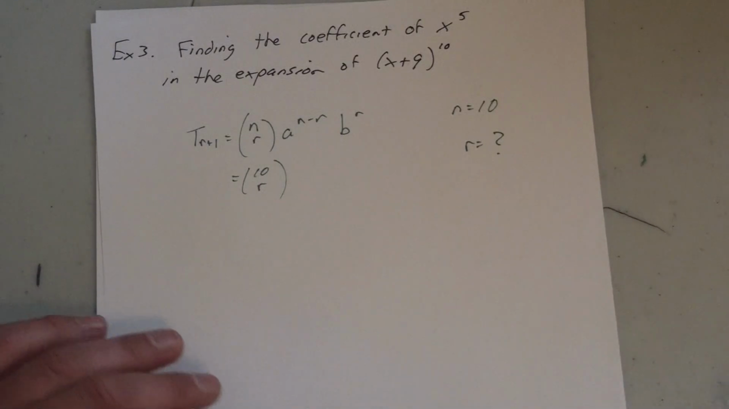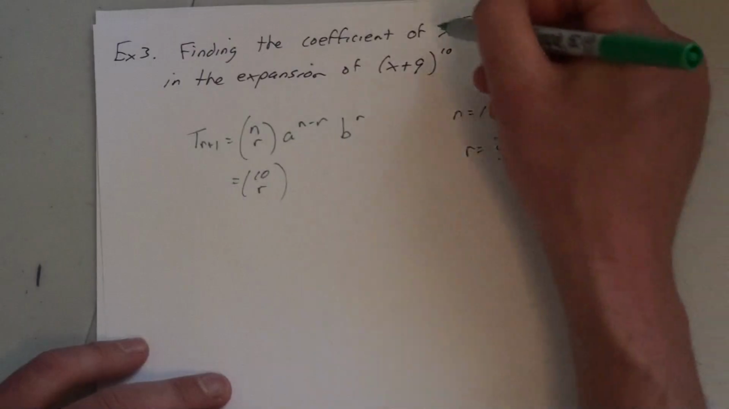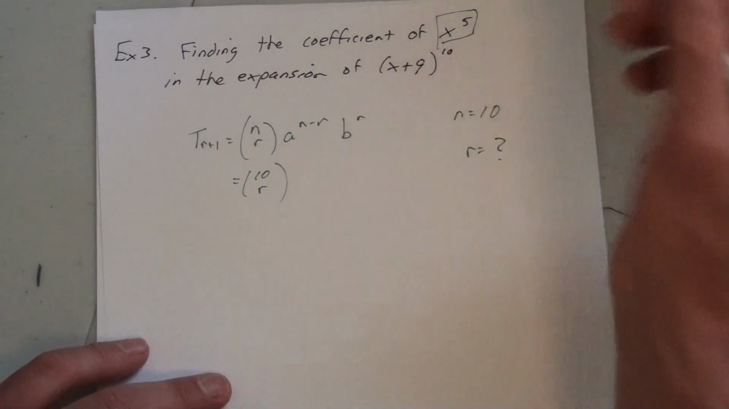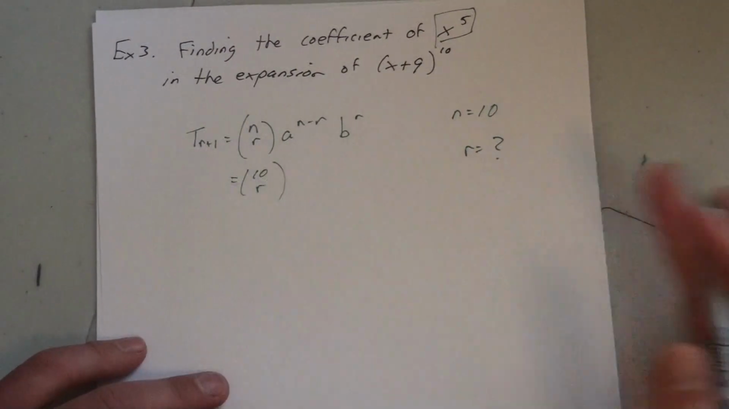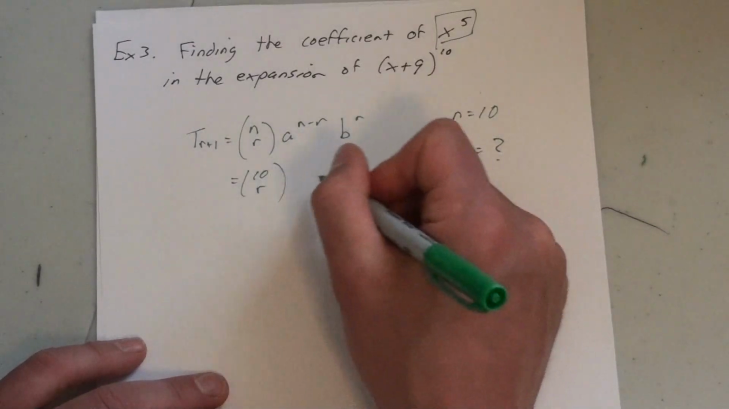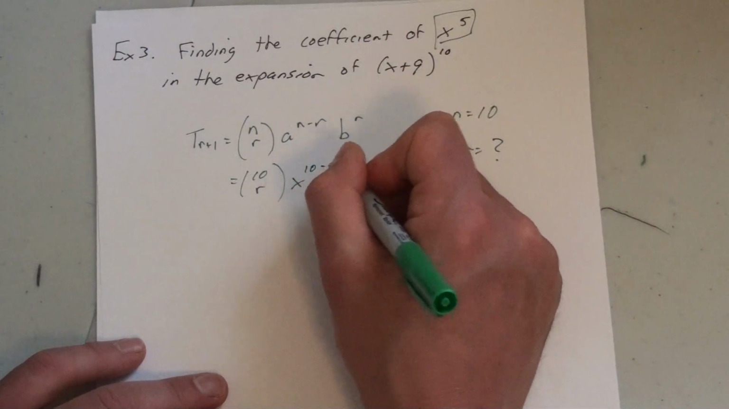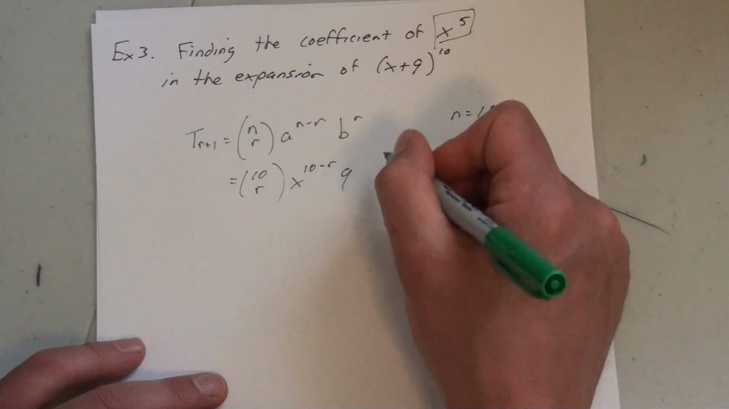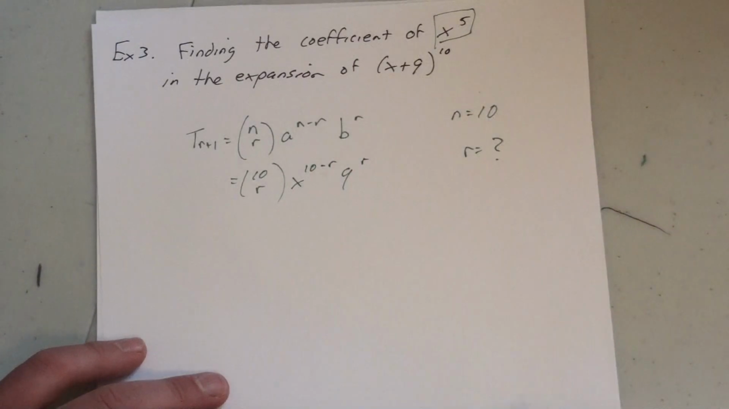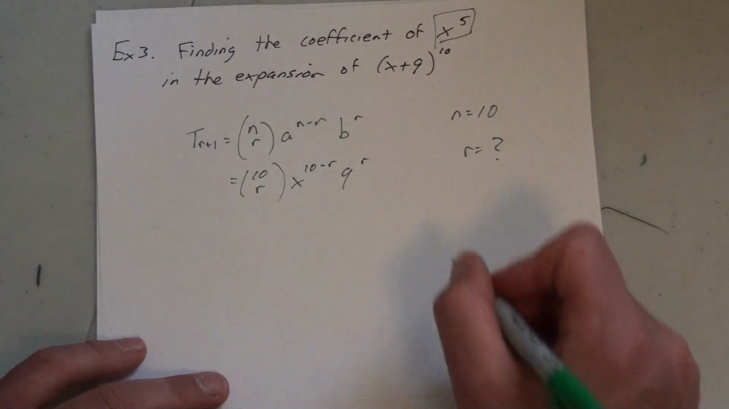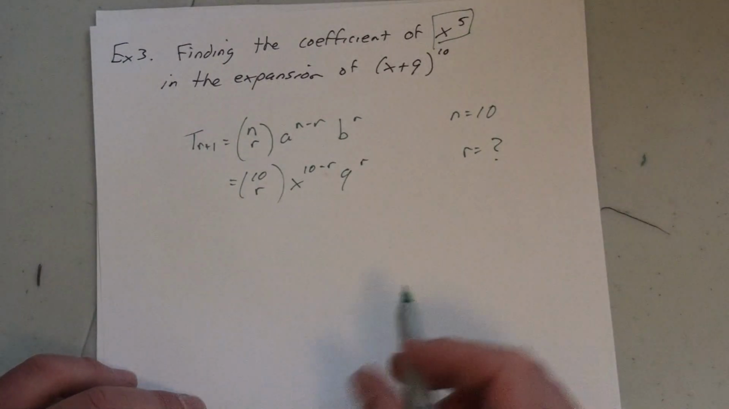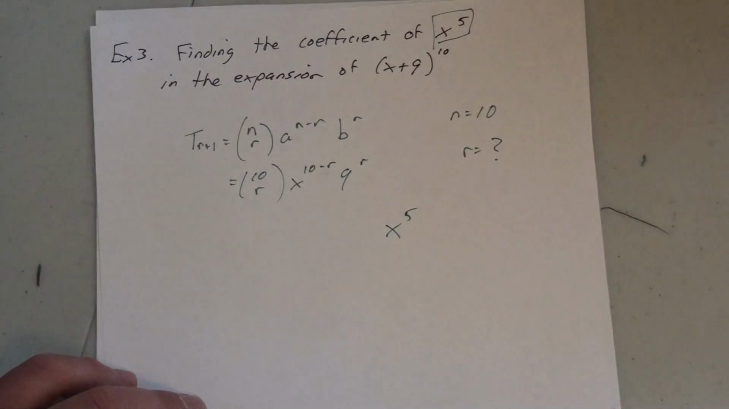I don't know what term number it is. I just know it has an exponent of 5. That's all I know. I don't know where it is in the order. I know my a is just an x, my first term is an x, so I'm going to have 10 minus r, and my b is a 9, and it's going to be to the exponent of r. Now what I do know, like I said, is that it has an x to the 5.